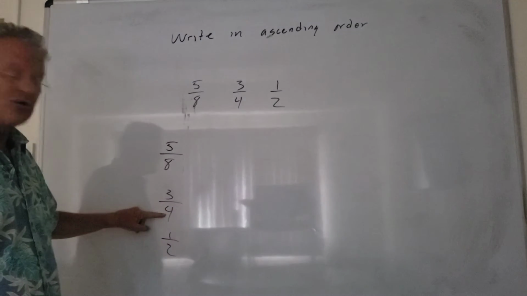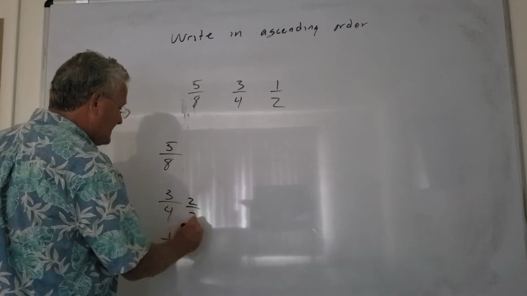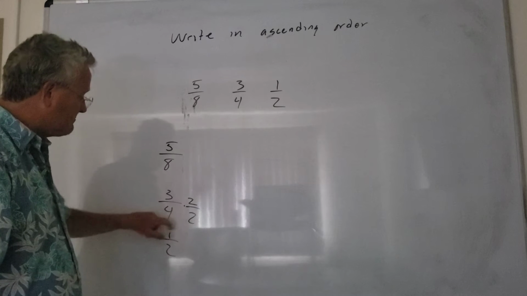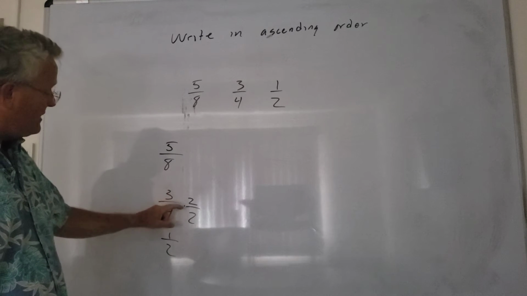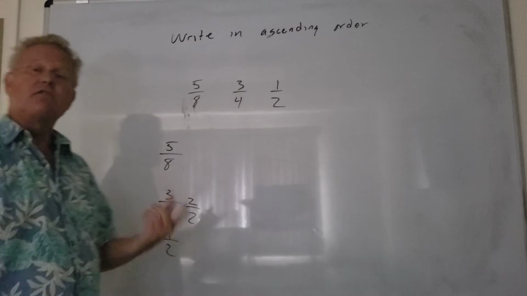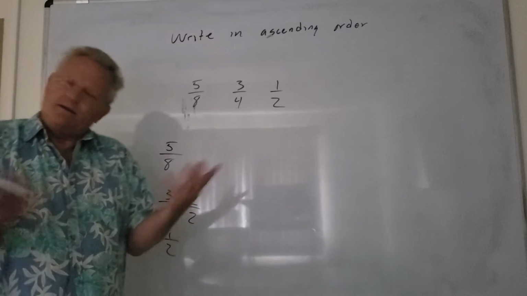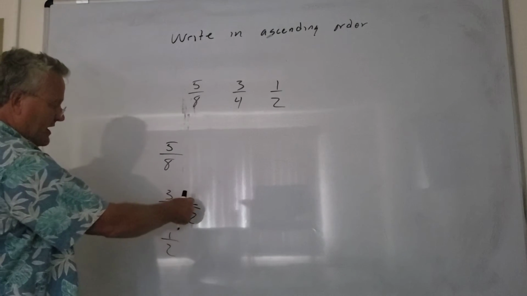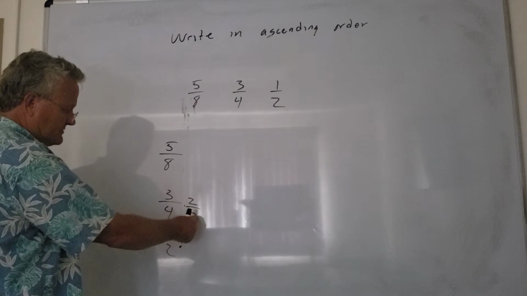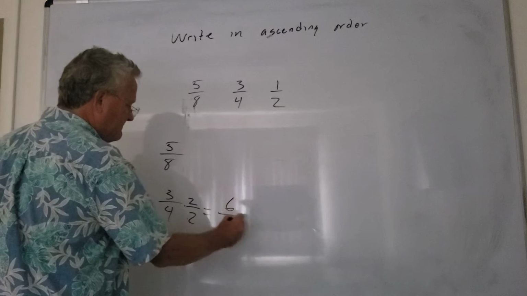Well, to get 8 here, we got to multiply by 2. But I can't just multiply the denominator by 2. I got to multiply the numerator and denominator by the same number. Why? Because any number over itself is 1, and when I multiply any number by 1, it's the same number. That's the reason why we got to multiply by the same number over the same number. So when we do this, we get 6 over 8.